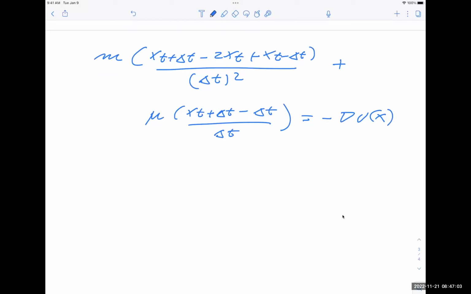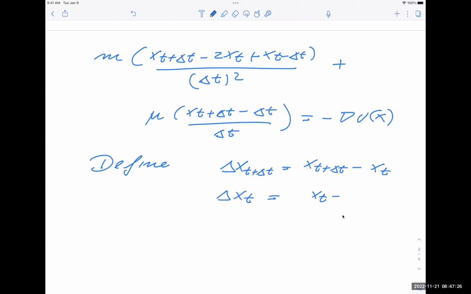Then we are going to define 2 new parameters. I define a delta x of t plus delta t here, which is simply given by x of t plus delta t minus x of t. And then I define delta x of t, which is now given in terms of the previous value, x of t minus x of t minus delta t.